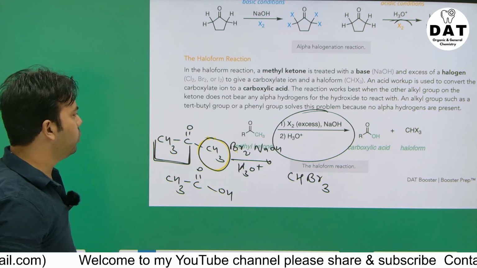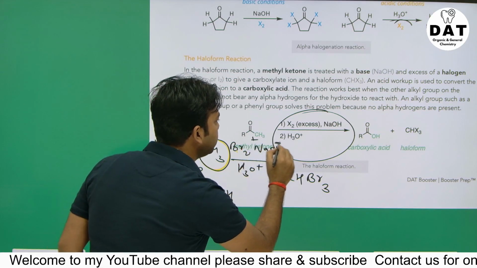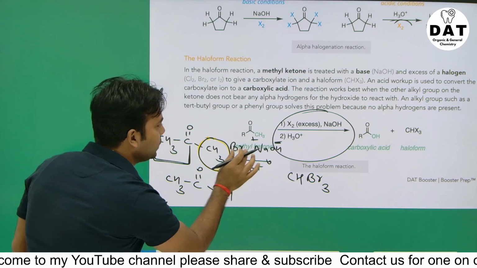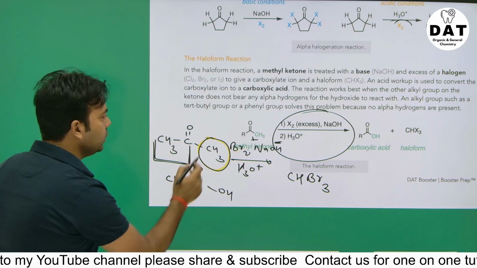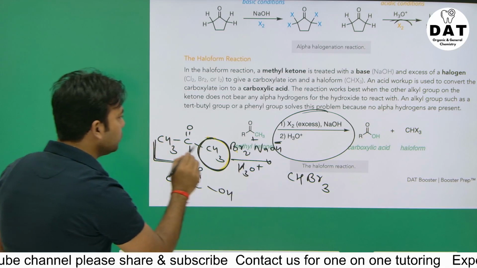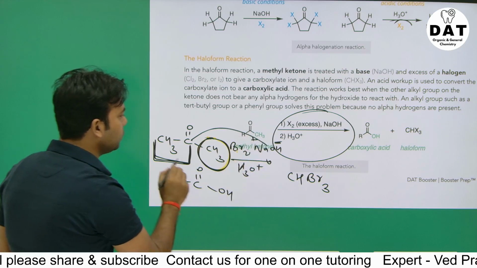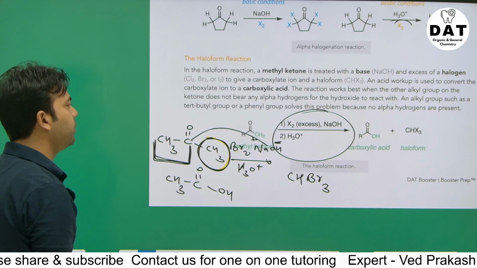If you don't know how to draw the product, there is a trick: you can see Na plus OH minus. So on one side you have to attach bromine, on one side OH. The CH3 side will grab the bromine, so it forms bromoform. The rest of the part is going to connect with OH. So you have carboxylic acid. Clear?